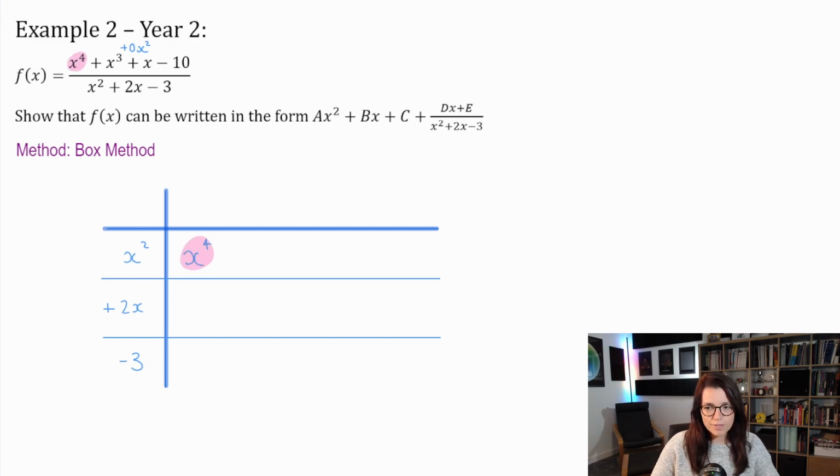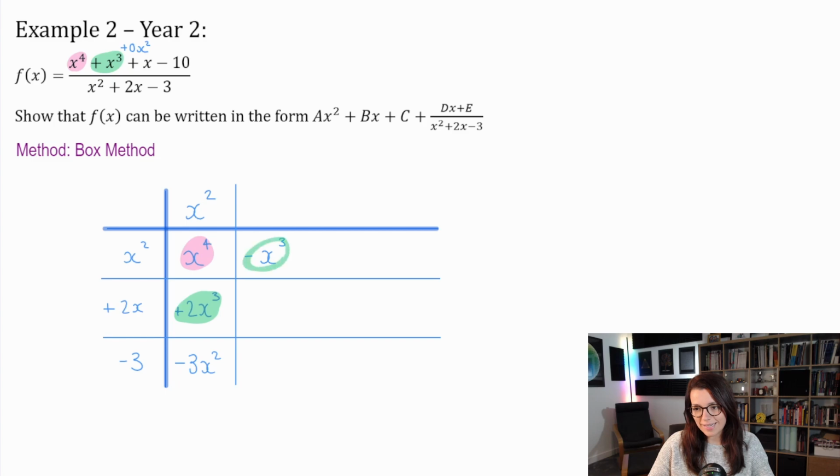X to the power of 4 divided by x squared is x squared, so that can go there. X squared times 2x is plus 2x cubed. And then x squared times minus 3 is minus 3x squared. And we can draw a line. Now let's have a look at the next term we want to divide, which is plus x cubed. We already have a plus 2x cubed inside the box. So to get from plus 2x cubed to just x cubed, we need to minus an x cubed.